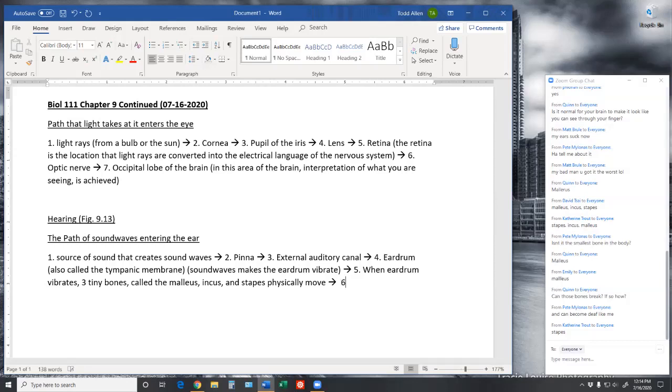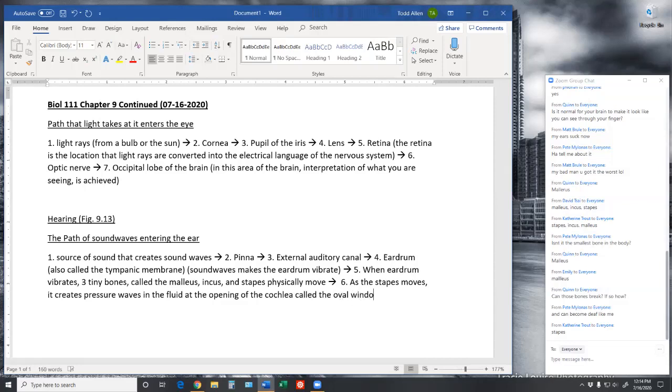Okay, so number 6, as the stapes moves, it creates pressure waves in the fluid at the opening of the cochlea called the oval window.